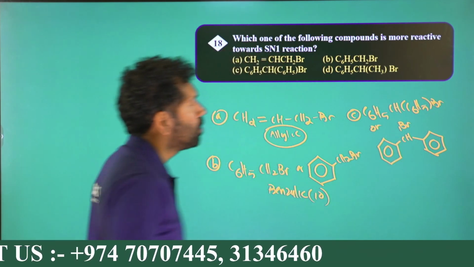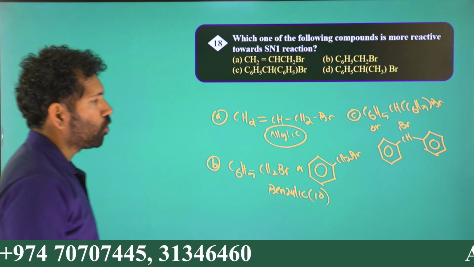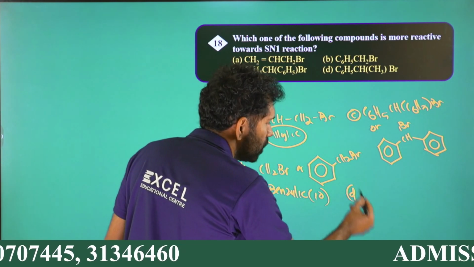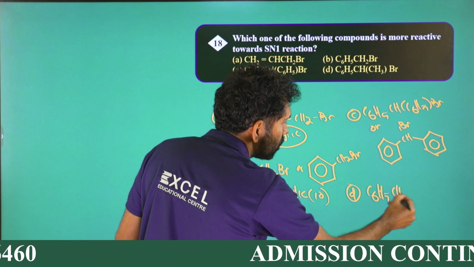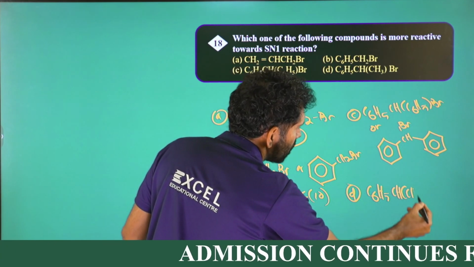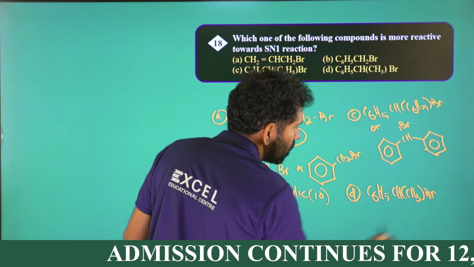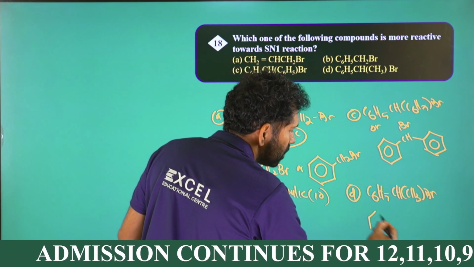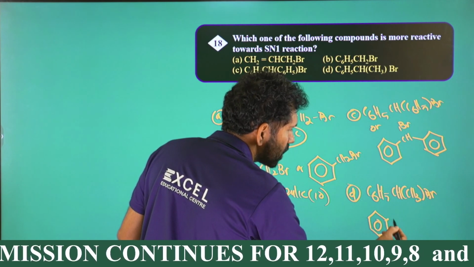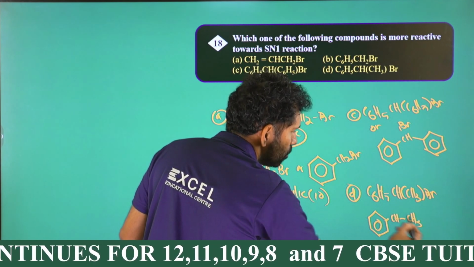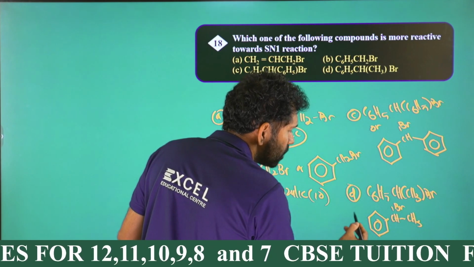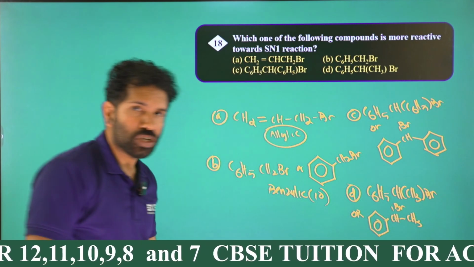What is option D? Option D is C6H5CHBrCH3. So the structure is a benzene ring with CHBrCH3. So these are the different options.